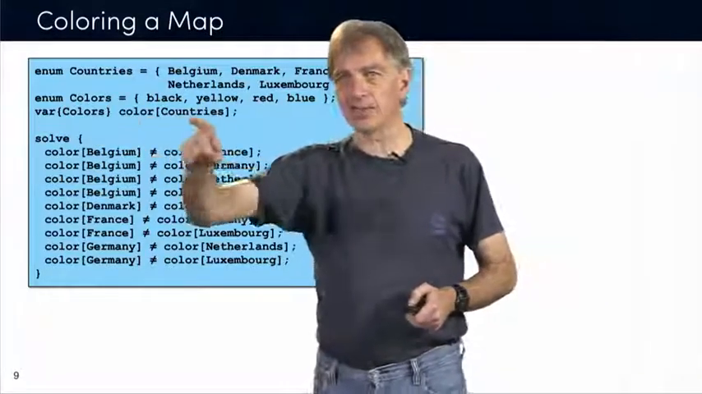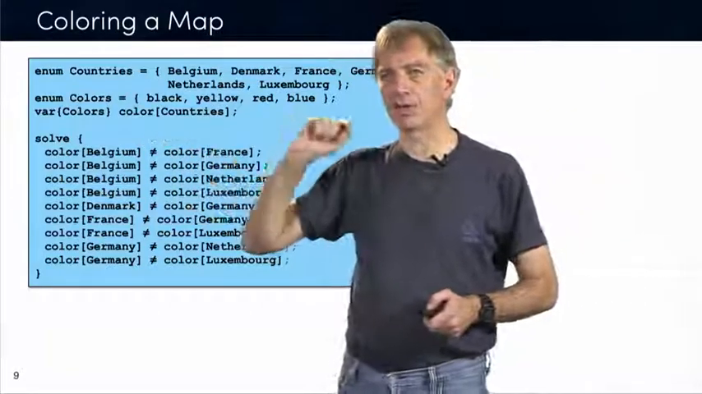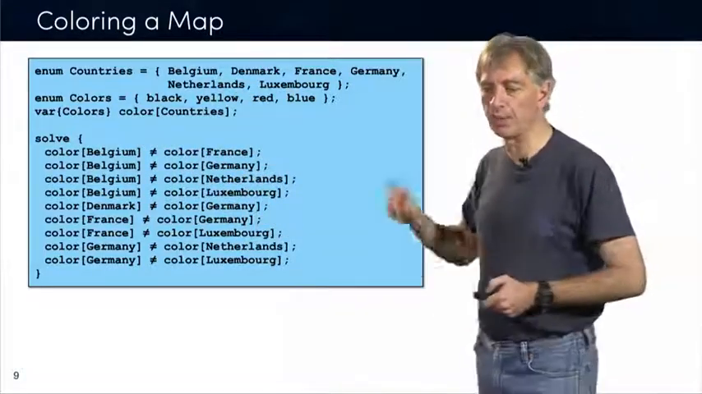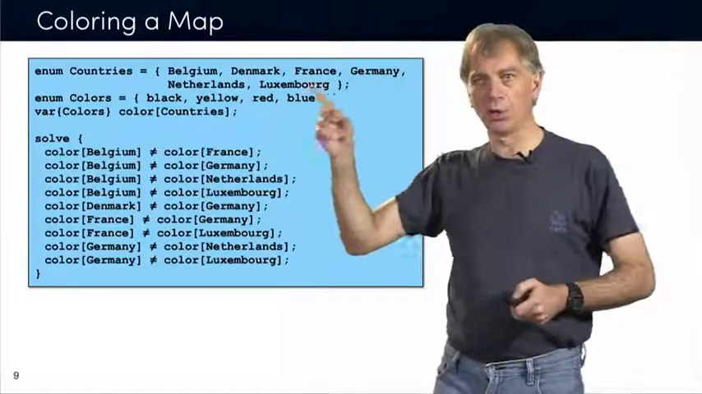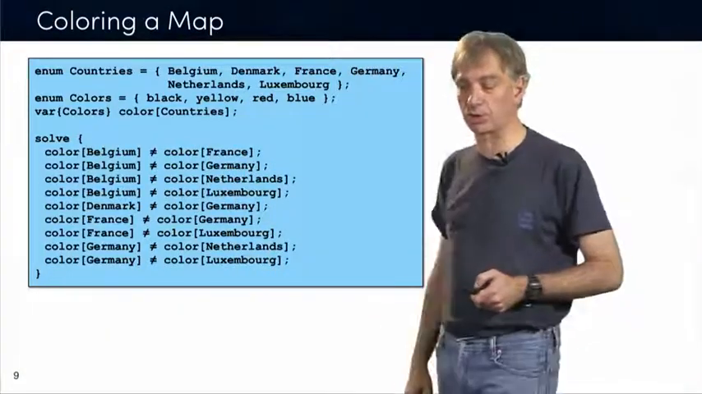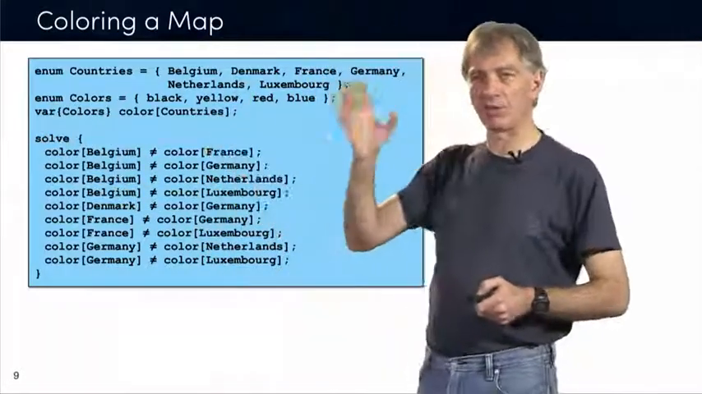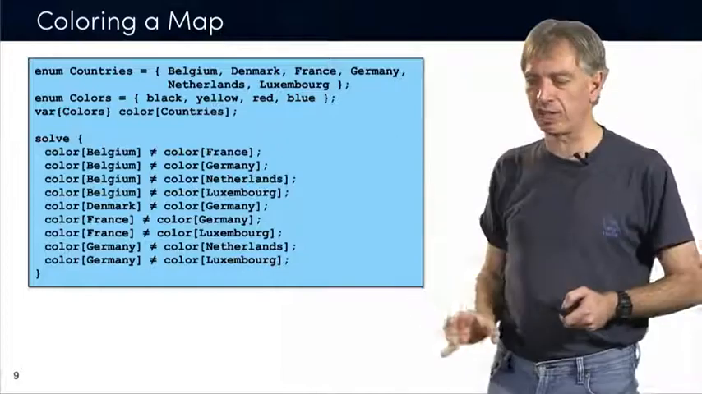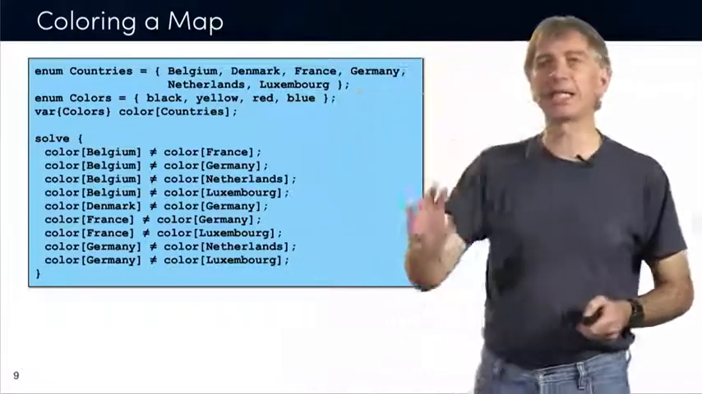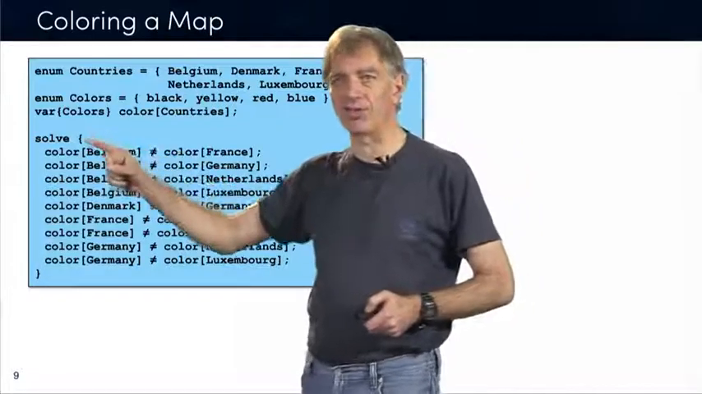The next line tells you what the decision variables are. What you see here is that you have a set of colors. For every country, there will be one decision variable, which is associated with that country. That's the color that the country is going to receive, and this is a variable ranging over the set of colors. So the values that every country can take are black, yellow, red, and blue. Now, what we are trying to do is solve. This is a feasibility problem.